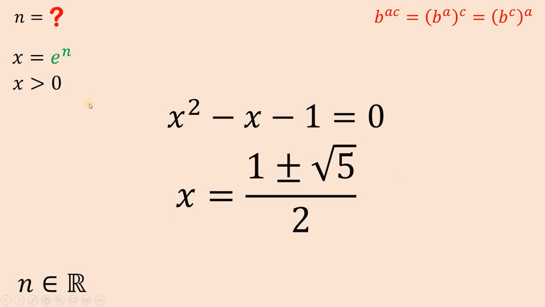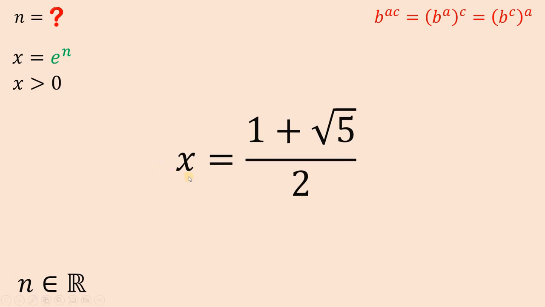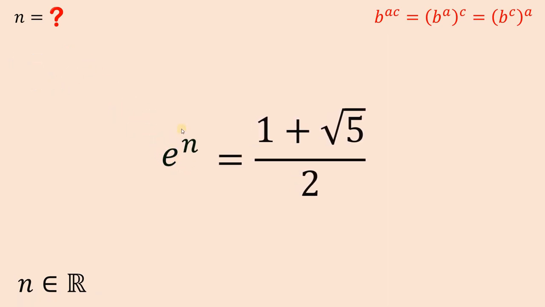And now, take note again that x must be greater than 0. So we can disregard the case wherein x is 1 minus square root of 5 over 2. This leaves one real value for x, which is 1 plus square root of 5 over 2. And now, let's focus on this value, and since it is equal to x, and we know that x is equal to e raised to n, and we want the value of n, we can equate e raised to n equals 1 plus square root of 5 over 2.